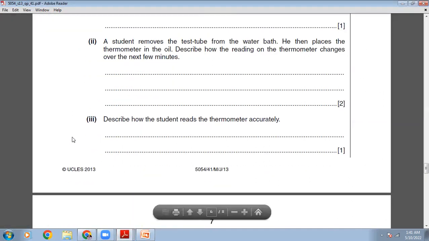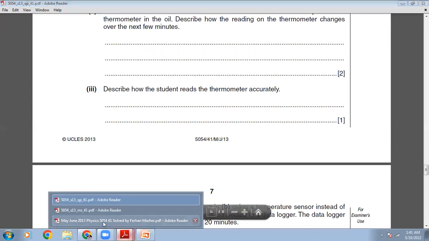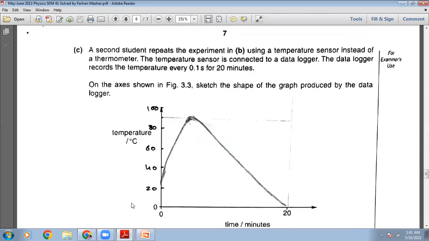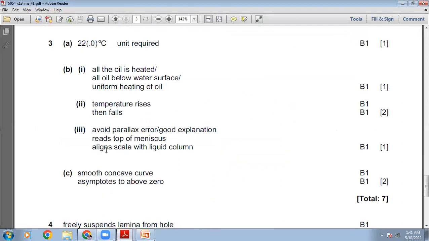Okay, then it says, describe how the student reads the thermometer accurately. For reading the thermometer accurately, the line of sight of the observer should be perpendicular to the scale where the level of the mercury is, and it will help you to avoid the parallax error. Okay, line of sight should be perpendicular to the scale of the thermometer. So here we go. Avoid parallax error, good explanation. Read top of meniscus, align scale with the liquid column.